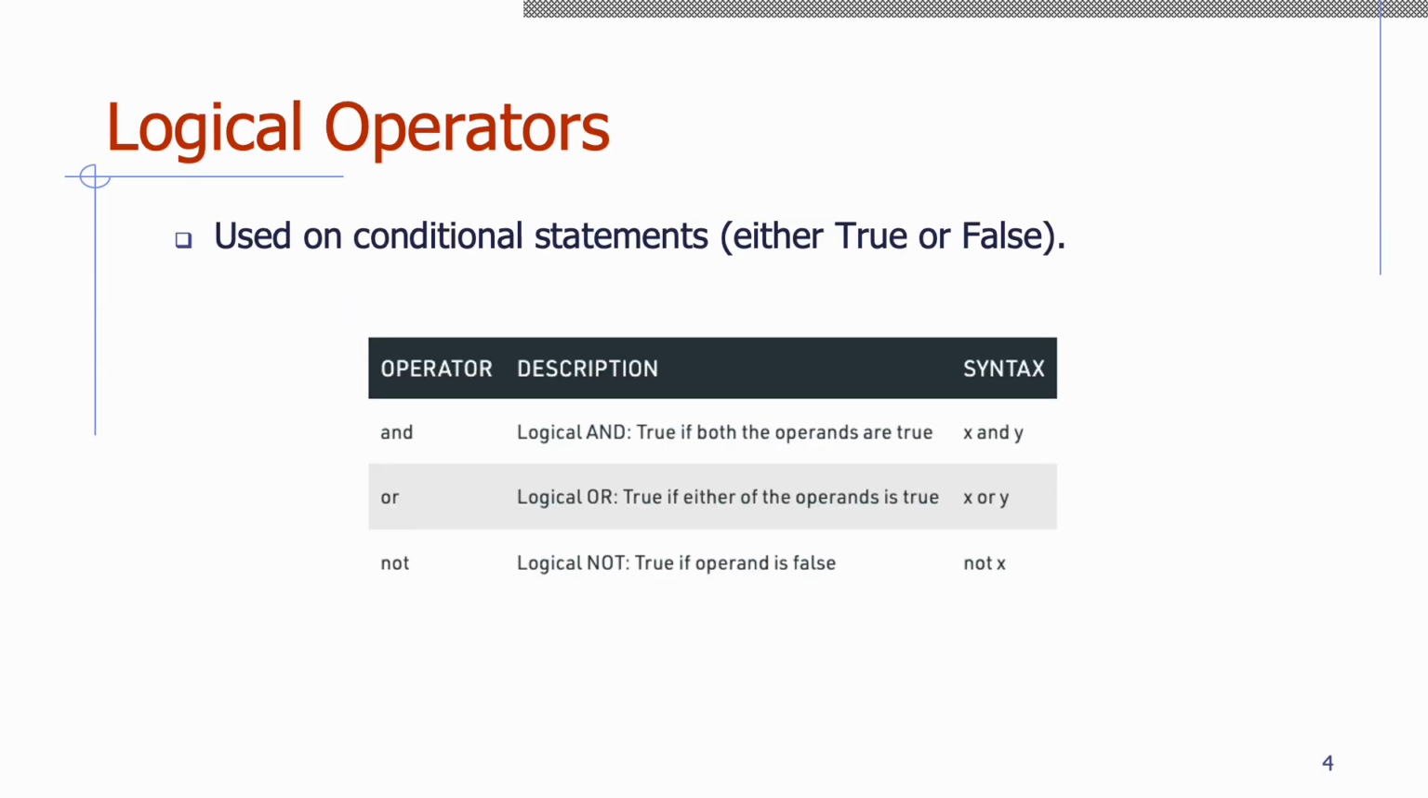Logical operators are used on conditional statements, either true or false. Python supports these operators for Boolean values. AND, the logical AND, is true if both the operands are true; the syntax is X and Y. The OR operator, logical OR, outputs true if either of the operands is true; the syntax is X or Y. The NOT operator, logical NOT, outputs true if the operand is false; the syntax is not X.